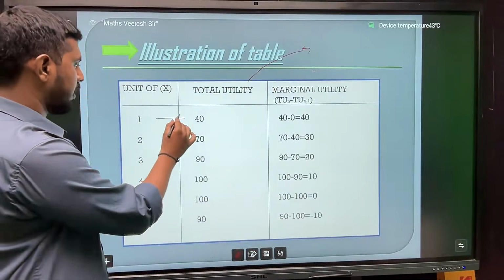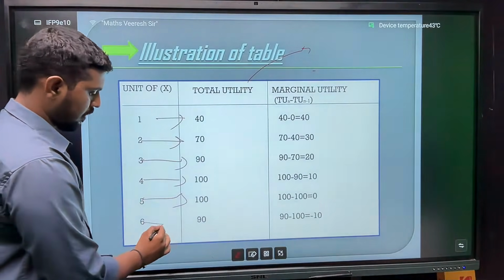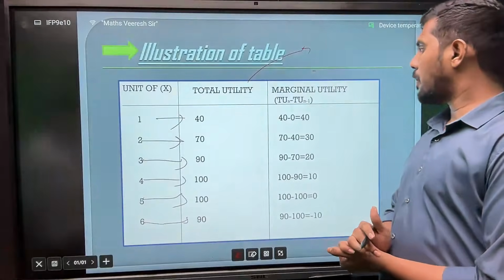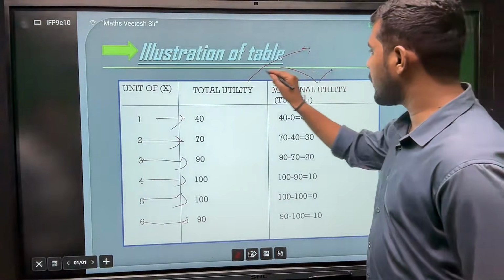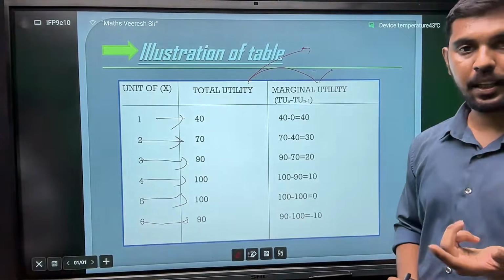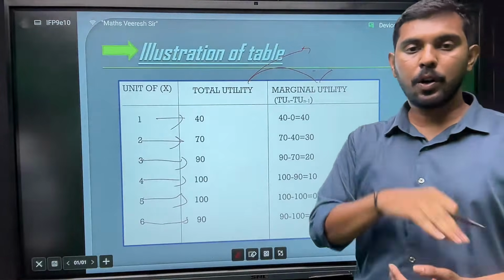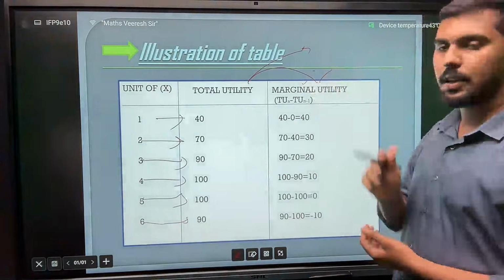So we completed this total utility. I told you at the start of the topic about marginal utility. What is marginal utility? Addition made to the total utility. How? By consuming one more commodity. That is called marginal utility.